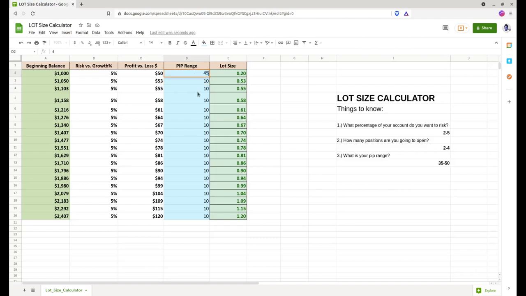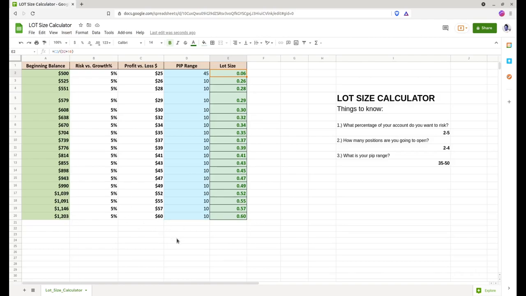Okay, so we can keep going. I can put 45 right here. You see how the lot size adjusts? I can change the balance here to 500. You see how the lot size adjusts? You see how all the numbers adjust? What is the point of this exercise?